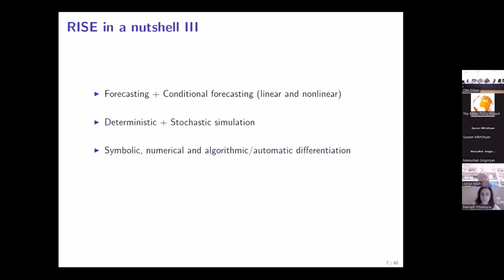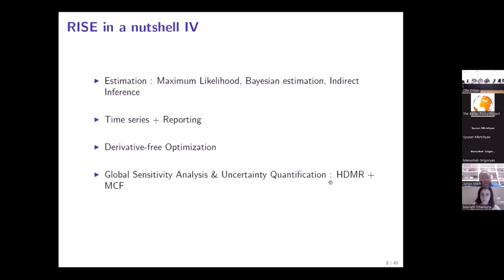Of course, we have forecasting and conditional forecasting, both in linear and nonlinear models, deterministic and stochastic simulations, three forms of derivatives: symbolic, numerical, and algorithmic derivatives. In terms of estimation, maximum likelihood, Bayesian estimation, indirect inference, time series and reporting, derivative-free optimization, global sensitivity analysis and uncertainty quantification in the form of high-dimensional model representation and Monte Carlo filtering, among others.